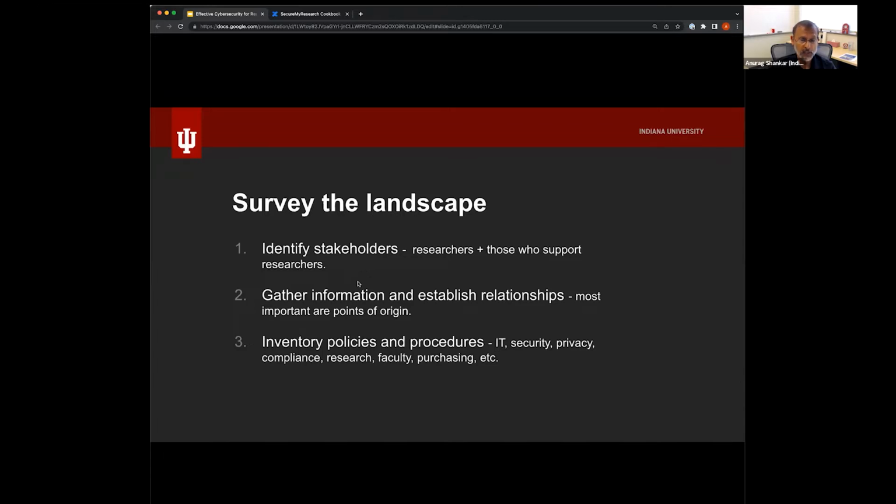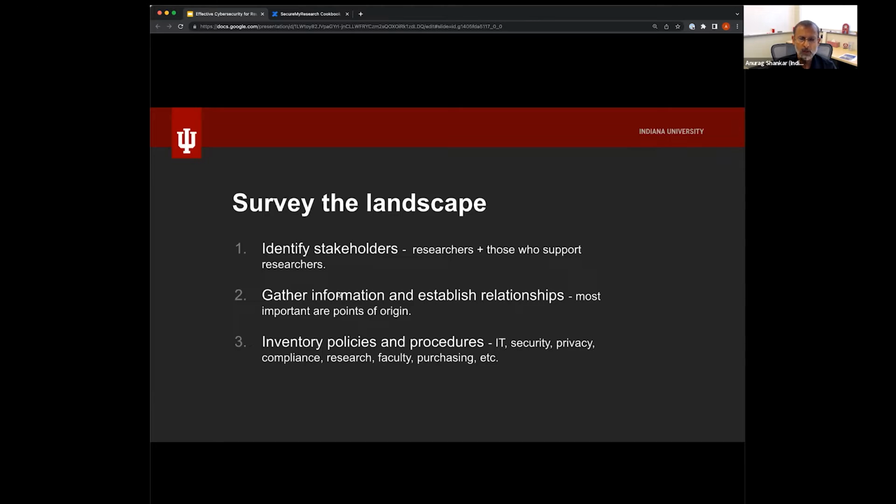and then basically find out what they do exactly and establish relationships with them, have meetings with them. And we point out that points of origin are most important. So where researchers go, sort of start with. So that would be sponsored research, for example, central IT, research computing, and places like that, to catch the researchers there and bring these stakeholders sort of into the fold. One thing that's very important is that providing research cybersecurity requires all stakeholders to work together. It's very difficult to do it otherwise.